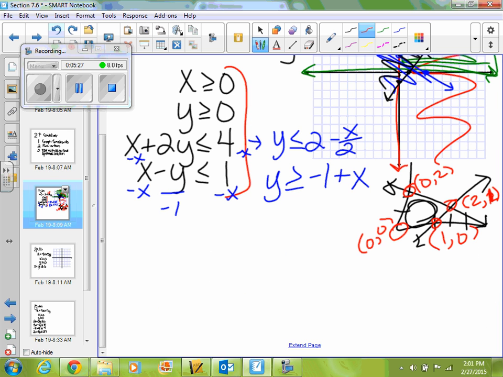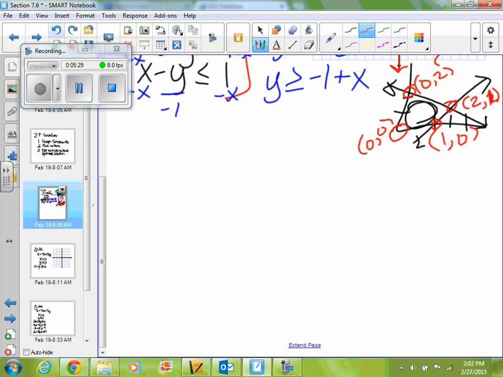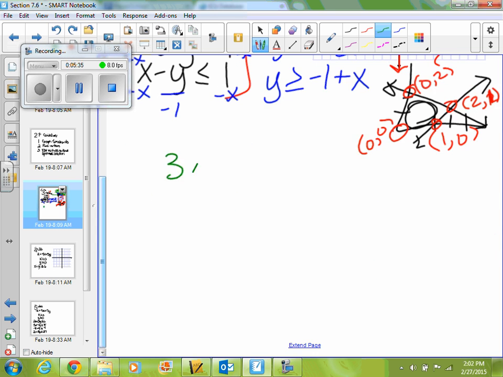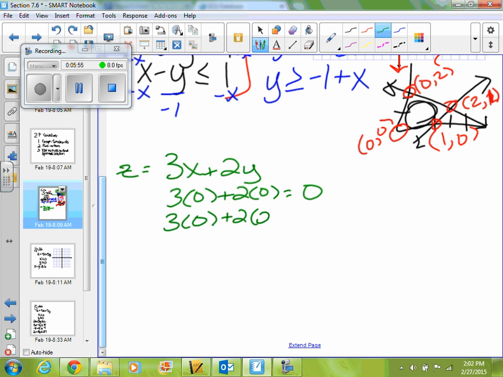You only care about the parts where your graph is crossing the parts that your constraints tell you about. And I knew that my linear programming equation was 3x plus 2y. So that's where I'm going to test these points. My first point I'm going to test is 0, 0. If I plug in 0 for x and 0 for y, I end up with z equals 0. If I plug in 0, 2, then I end up with 4 to be my answer for z.